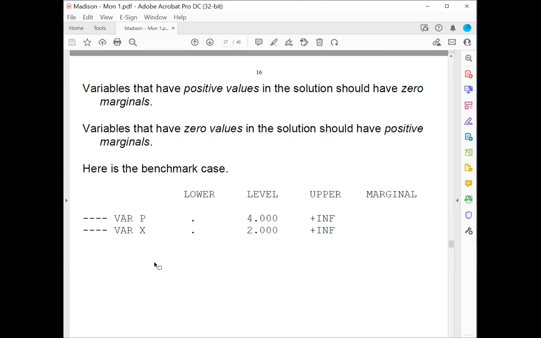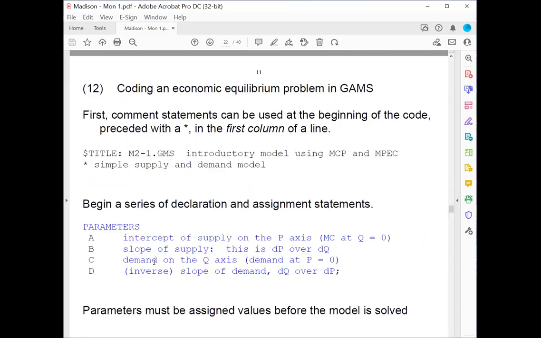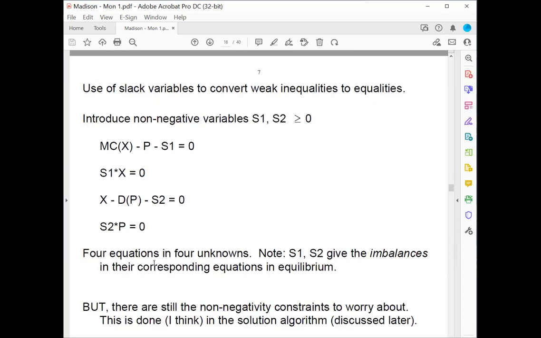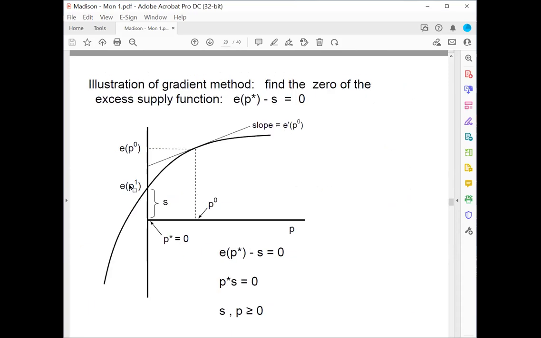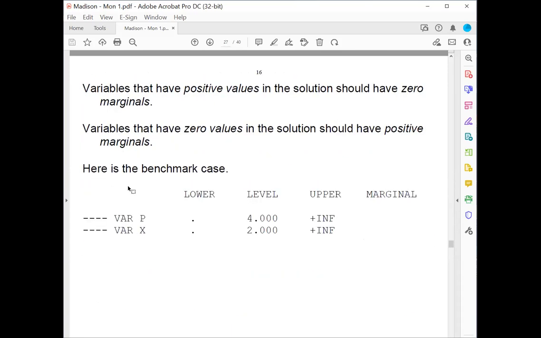So again, from the complementarity, if you remember back, sorry to run back here. This equation says that the level value and the marginal should never both be non-zero. And so if that's not the case, it's probably not a valid solution. If you look up, it'll probably say non-optimal or infeasible or something.